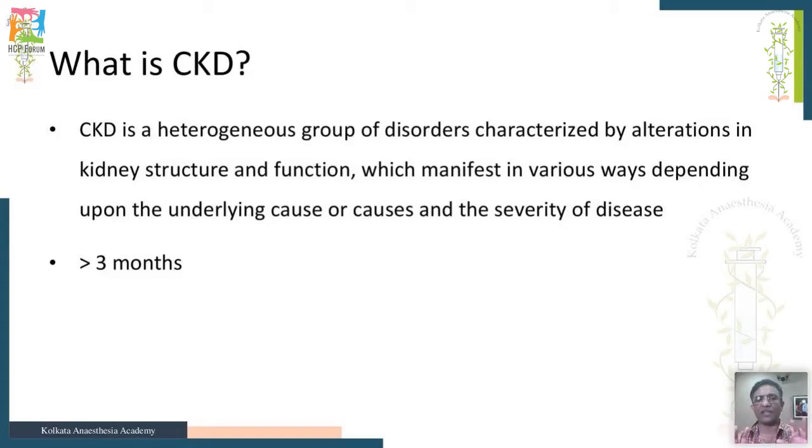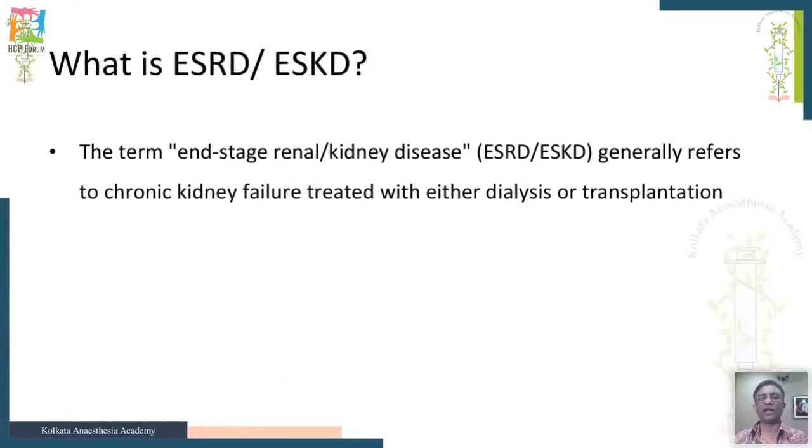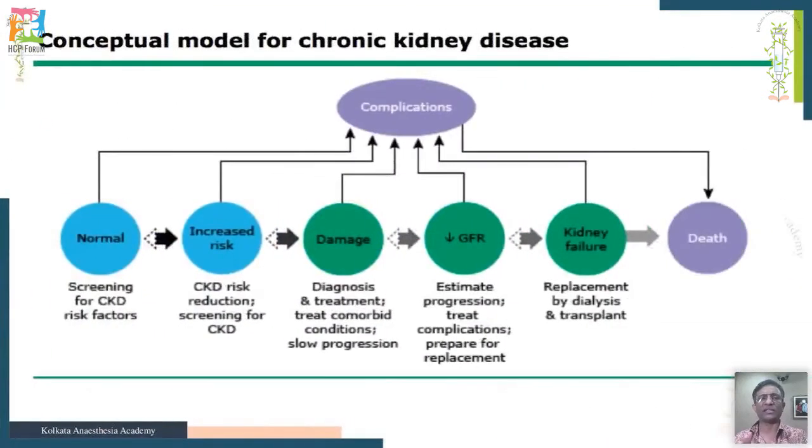So CKD, or chronic kidney disease, is a group of disorders in which there is an alteration in both the structure of the kidney as well as its function. And it can have various manifestations. The operative word again is that it should be there for more than 3 months. Then it is called not AKI or acute kidney injury, but chronic kidney disease. The term end-stage renal disease or kidney disease refers to chronic kidney failure which then needs dialysis or transplantation. We'll go back to this a little more, and this is just a slide to show the gradual progression.